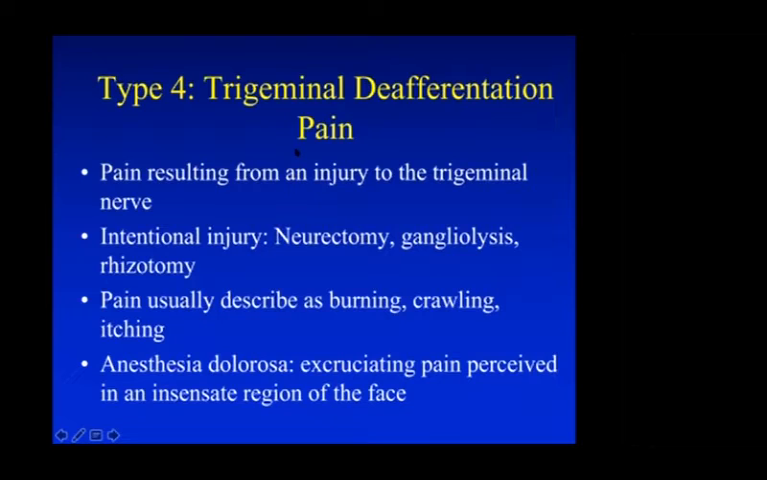A component of this pain is called anesthesia dolorosa, and this is an excruciating pain that is also perceived as a numb area of the face. So you have numbness when you touch the face, but there's also pain perception there, which is almost contradictory, that you don't feel the area, but it's causing a lot of pain. And that's type 4 of the trigeminal facial pain.